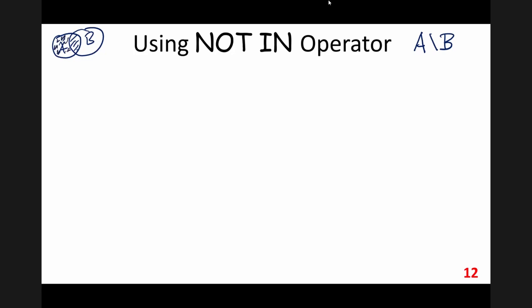These elements, okay? This part. These elements, first, they should be in A. So we can use the in operator, in A. But these elements are not in B. Not in B. Okay? Then that's the same thing as A except B.